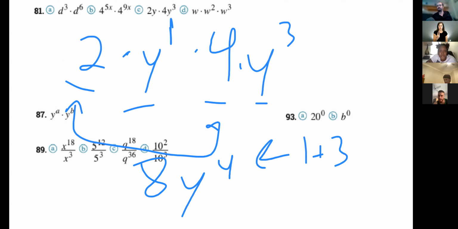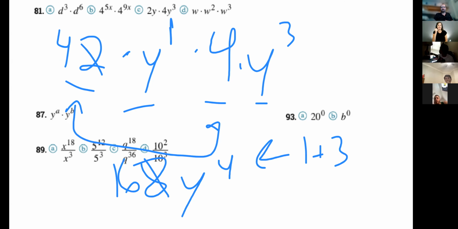I have a question. If the 2 was a 4, would I do 4 times 4, or would I just leave 4 as is? Oh, this is a 4? Yeah, you would have to do 4 times 4. So then this would be 16. Gotcha. Okay, and the last one here.